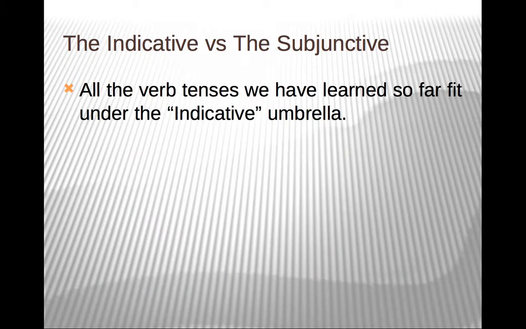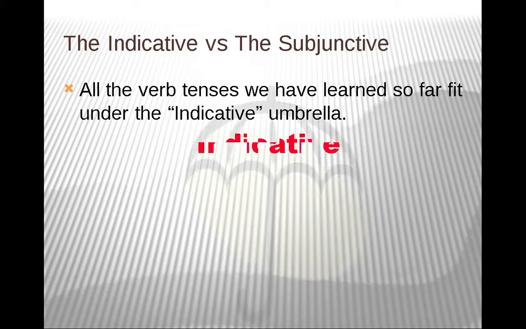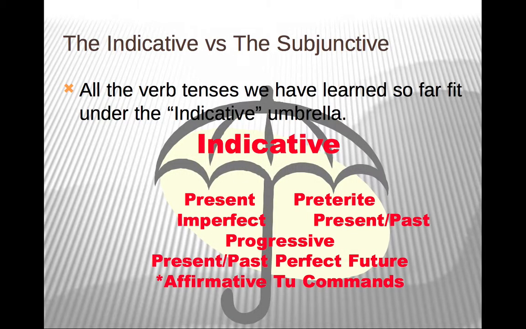Okay, this is what we just talked about. Everything we've learned so far is going to go under the indicative umbrella. So we've talked about present tense, -o, -as, -a, -amos, -an, -o, -es, -e, -emos, -en; the preterite, -é, -aste, -ó, -amos, -aron, -í, -iste, -ió, -imos, -ieron. The imperfect, that's all the -aba or -ía, you know, cuando era niño, all the things that you used to do. The present and the past progressive, that's the -ando or -iendo, I am talking, he is listening, or they were talking.